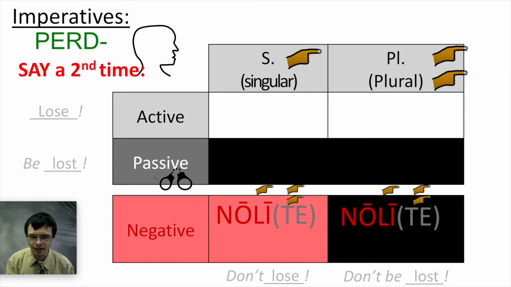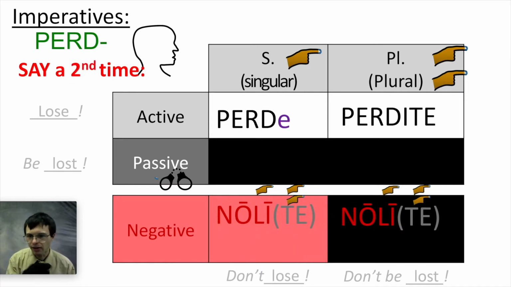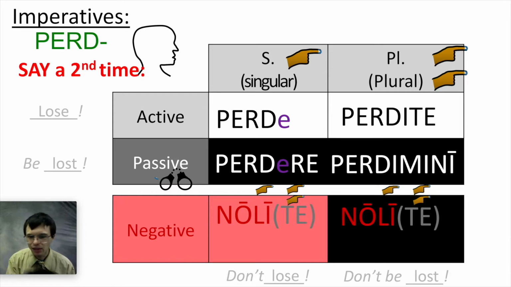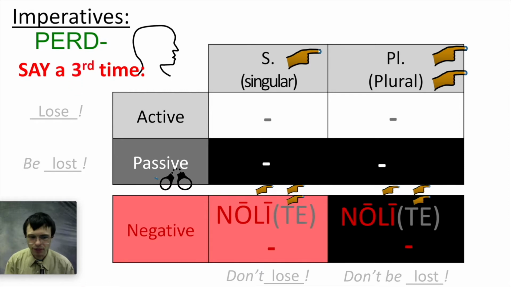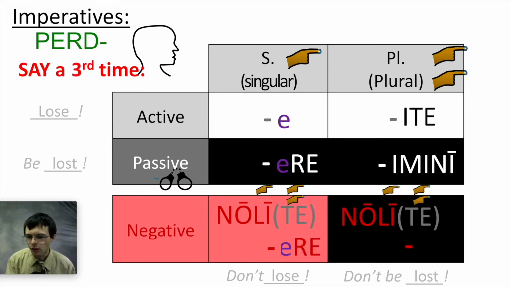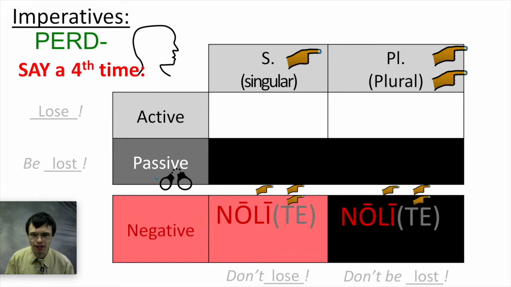And say it a second time. Good. Say it a third time. Good. And the last time without me. Ready? Go. Great. And short I verbs.